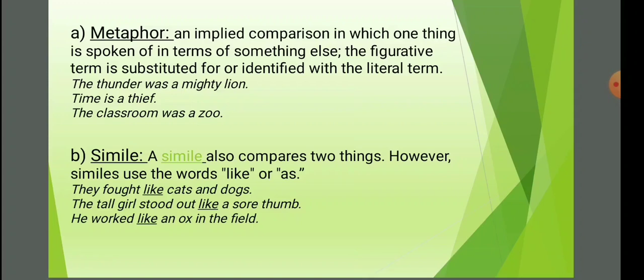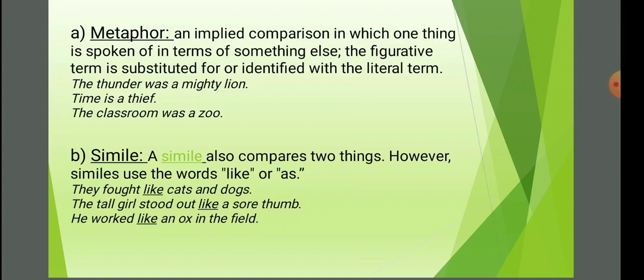Next poetic device or figure of speech is simile. A simile also compares two things. However, similes use the words like or as. Simile is also a type of comparison. Here, like is used or as is used. It's very easy to identify a simile. Two things are compared and two words are used: like or as.